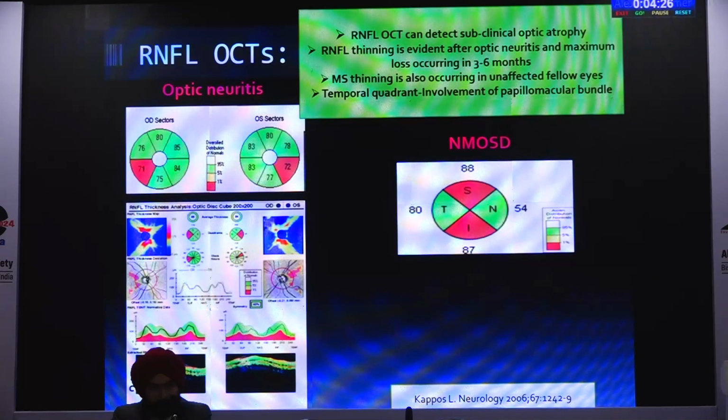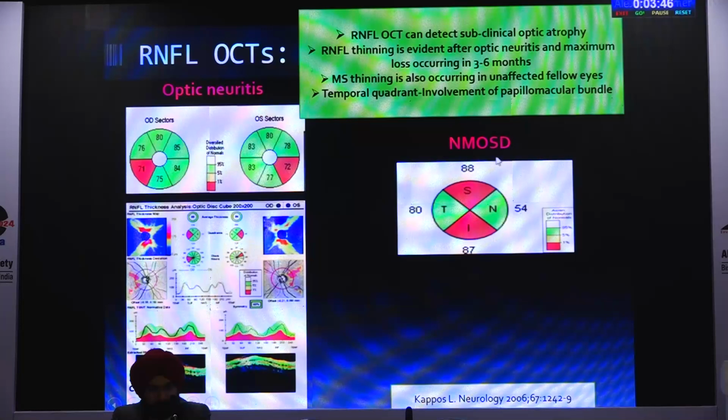Now, optic neuritis and NMO spectrum disease is very important for the neuro-ophthalmologist. The RNFL OCT can detect subclinical optic atrophy and thinning. RNFL thinning is evident after optic neuritis, and maximum loss can occur by 3 to 6 months. In multiple sclerosis, thinning also occurs in the unaffected fellow eye, that's very, very important, and there is temporal quadrant involvement in the papillomacular bundle. You see, this is the optic nerve, typically the temporal aspect, which is the thinning seen. Even if you see a papillitis, this is the temporal aspect where you see the edema.